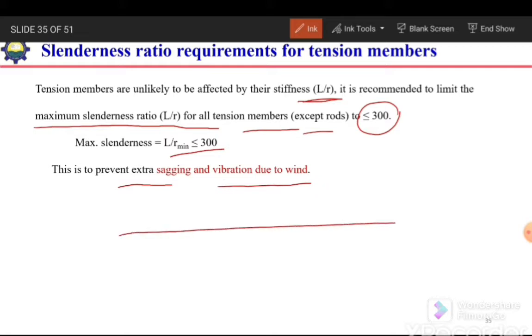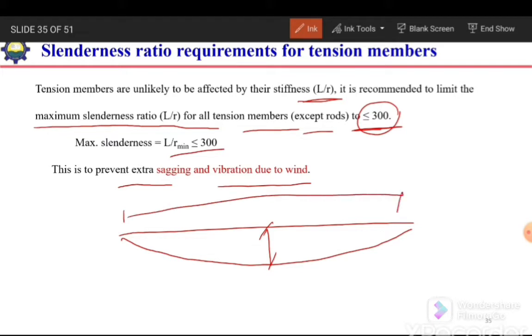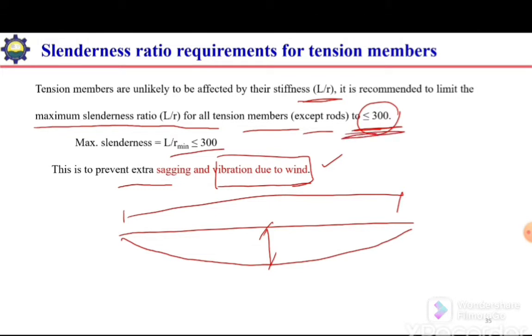If we have a long member, it will sag under its own weight. To avoid this sagging, we need to limit its slenderness ratio, or otherwise we need to limit its length, or if we cannot reduce its length, then we need to enlarge the section. Similarly, to reduce the vibration because of wind, if the member is too long or too slender, it will vibrate because of the wind pressure. So we need to avoid these two cases. That's why we limit this slenderness ratio up to 300.